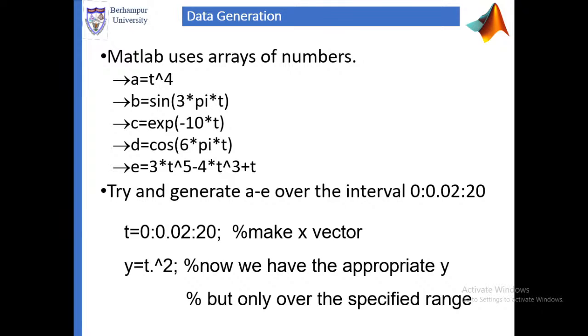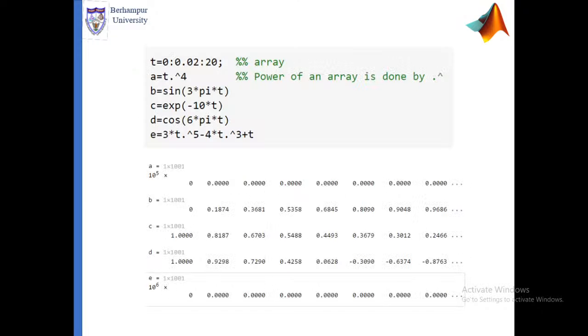Then y is equal to t dot hat 4, or anything. So now you have the appropriate y, but only over a specific range. If you have to change the range, you can always change the range above. Now the same thing I have written here in program format. T is equal to 0 colon 0.02 colon 20. This forms the array t. Then a is equal to t dot hat 4. This generates the fourth power of each element in the array. That is done by the dot hat operation.